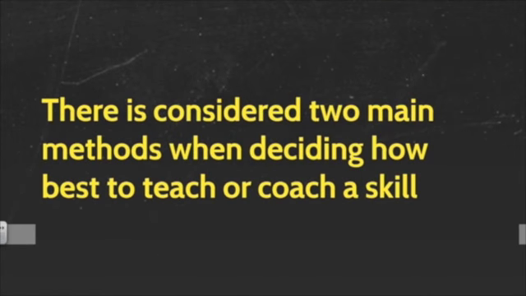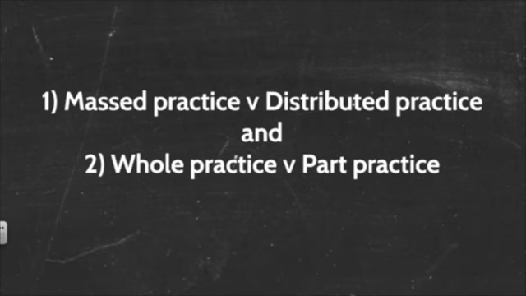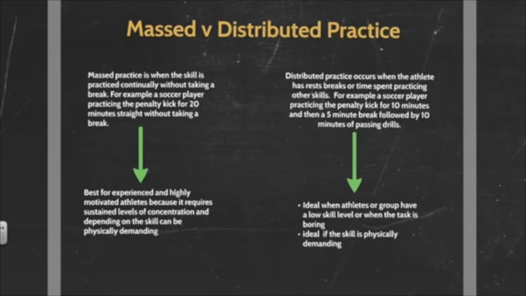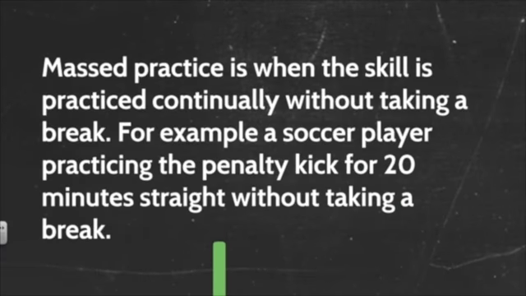Now there are considered two main methods when deciding how best to coach athletes in learning new skills. They are mass practice versus distributed practice, or you could go the whole practice versus part practice method. The first of those is mass versus distributed practice, and we'll have a look at what mass practice is. It's when the skill is practiced continually without taking a break.